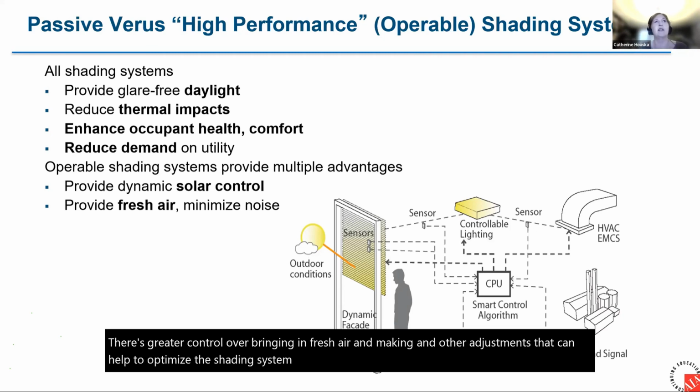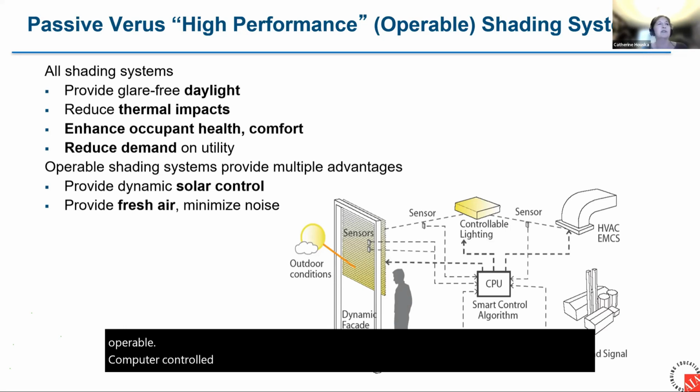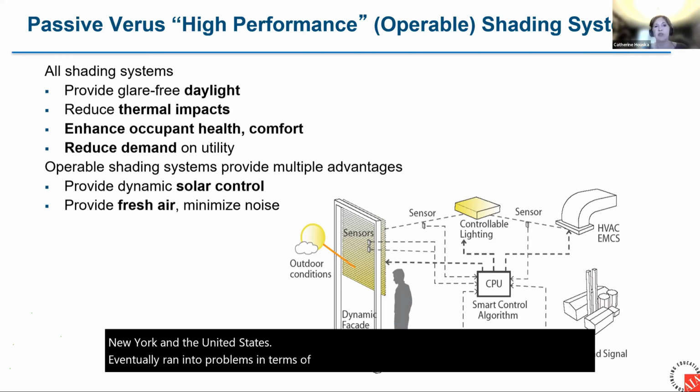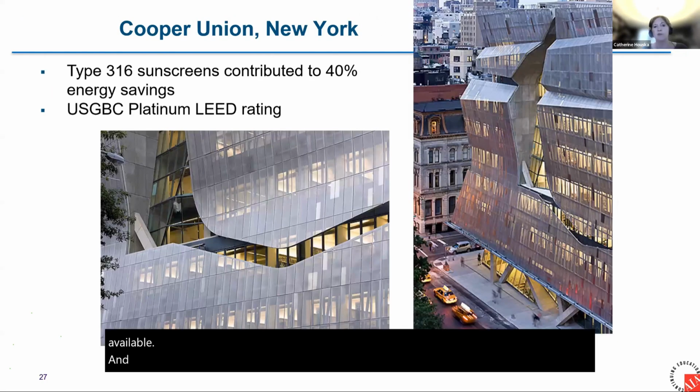system. And I should note, just as a historical note, that the first operable computer-controlled sunscreen was built about 40 years ago. We've come a long way since then. I know that that particular project, which was in upstate New York in the United States, eventually ran into problems in terms of maintenance. But we've come a long way with what's available and the control systems.